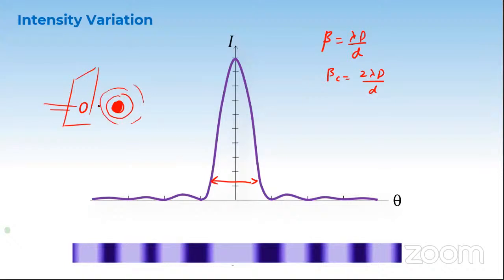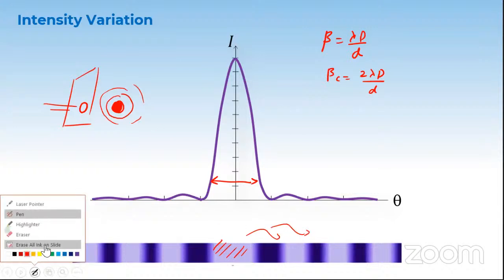So the same thing is happening here. Most of the light is only at the center, and only a small amount of light is getting diffracted. It's true, right? That is what we practically also see.